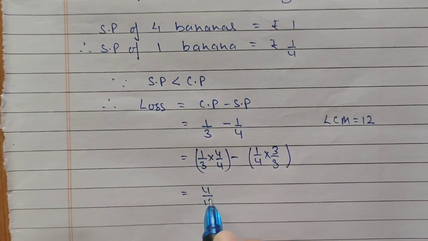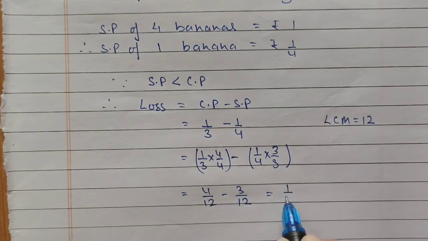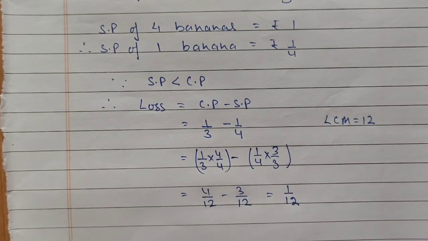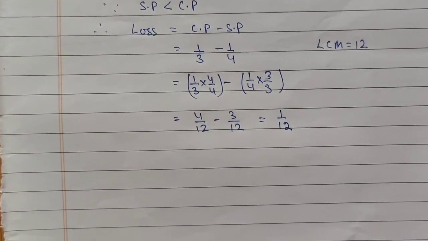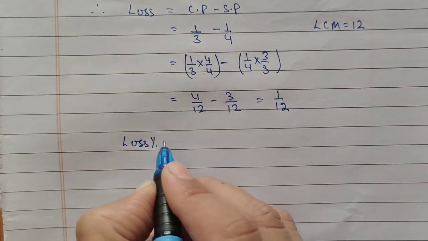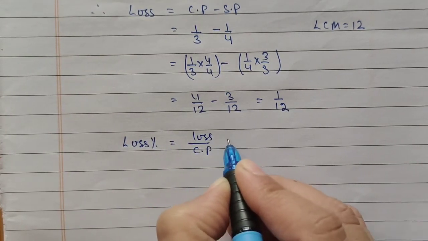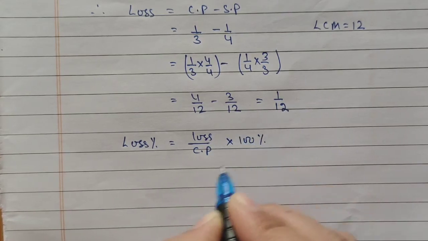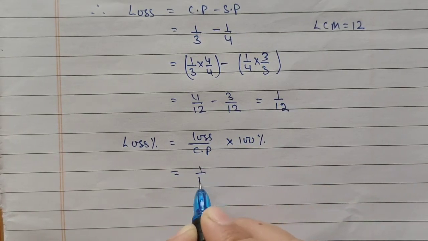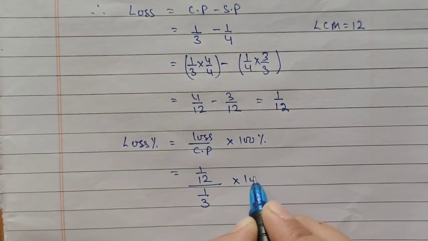This will be 4 by 12 minus 3 by 12. So after subtraction you will get 1 by 12. So he has 1 by 12 rupees loss. Now this loss we have to change into percentage also. So loss percentage is equal to loss by CP into 100%. So loss we have 1 by 12 and CP is 1 by 3 into 100%.